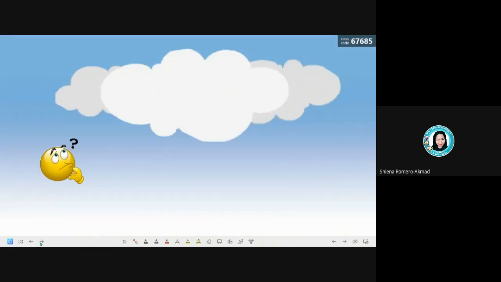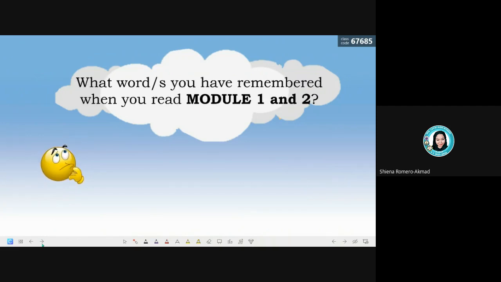Okay? So, I asked earlier kung ano yung mga words na natandaan nila from modules 1 and 2 and they were not able to answer, maybe because they are not yet done reading these two modules because these two modules, though it is just a review of what we had last quarter, medyo mahaba talaga siya if you are going to read it. Okay? So, let me start.